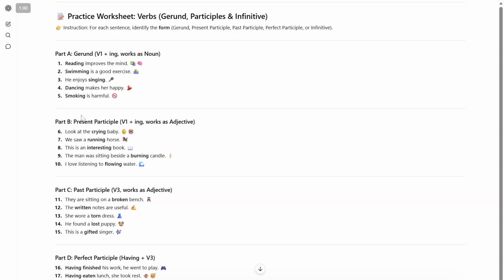Part C, past participle, works as an adjective. 11. They are sitting on a broken bench. 12. The written notes are useful. 13. She wore a torn dress. 14. He found a lost puppy. 15. This is a gifted singer.